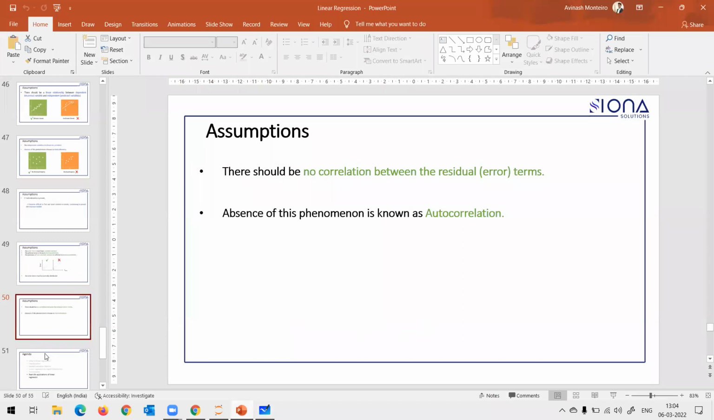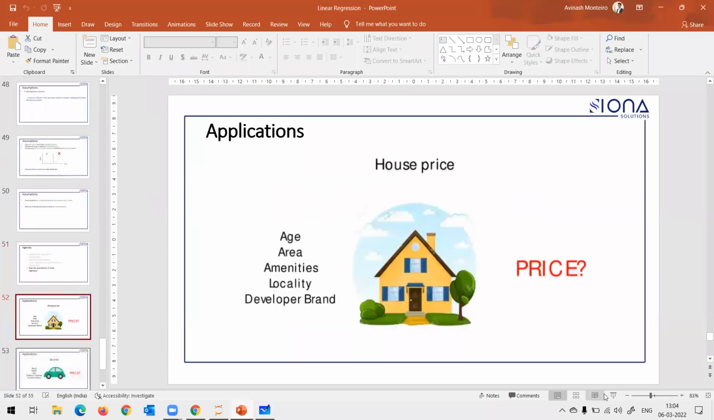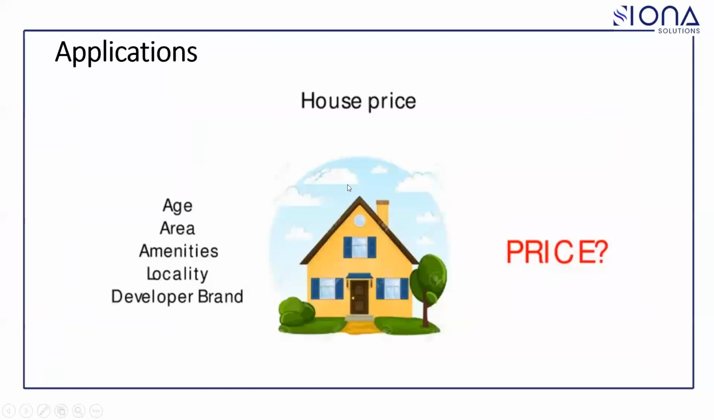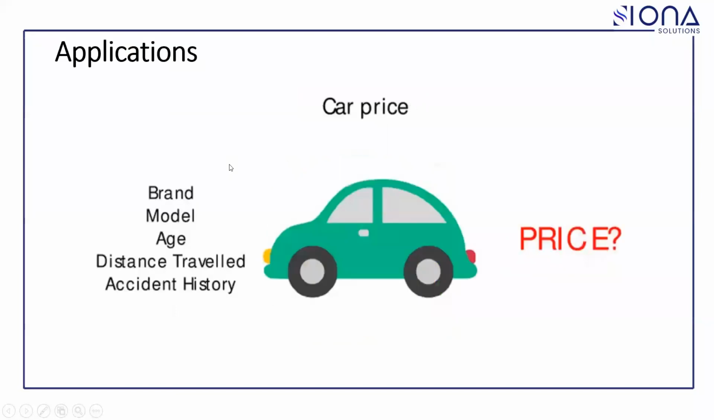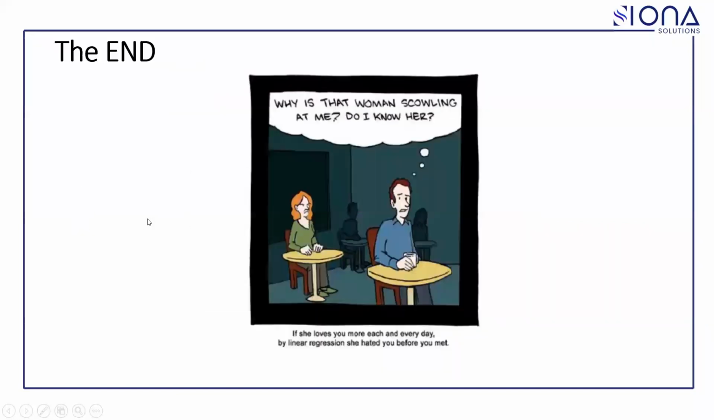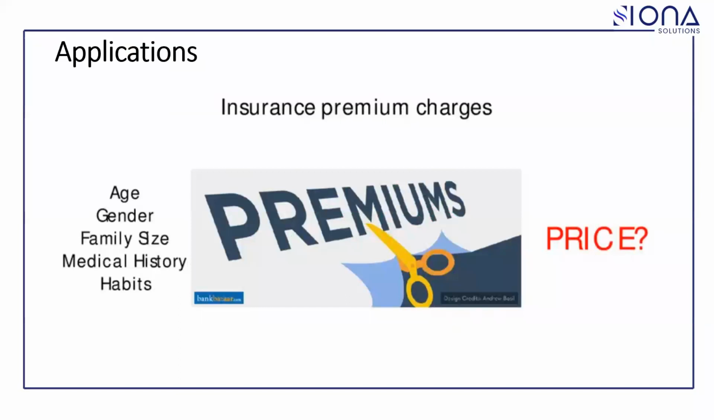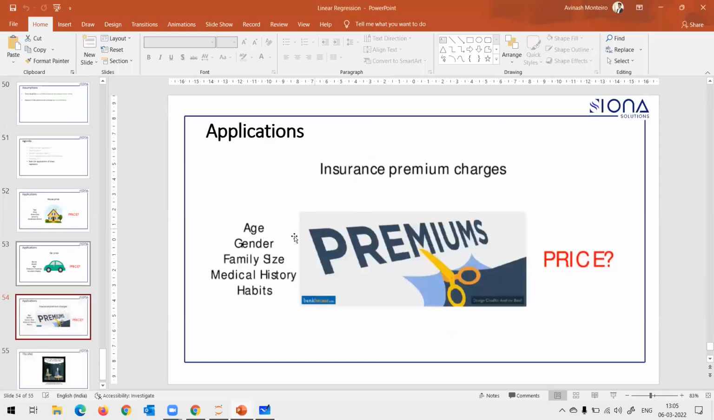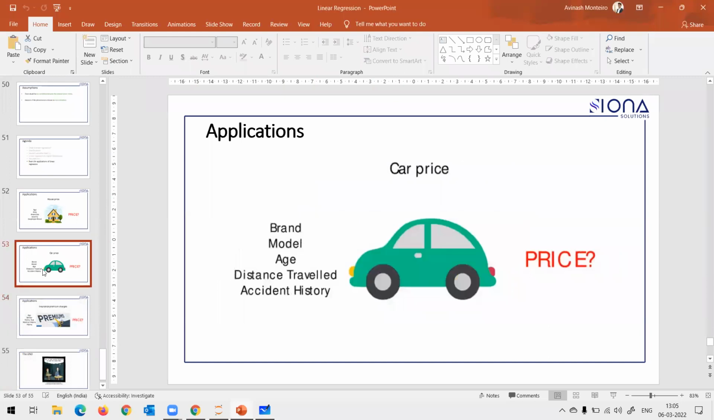Now, coming to the last part, on the applications. We have already taken all these examples in our initial study: to find the house price, the age based on the input variables, to find the car price, to find the insurance premium charges. These are a few of the applications of your linear regression.